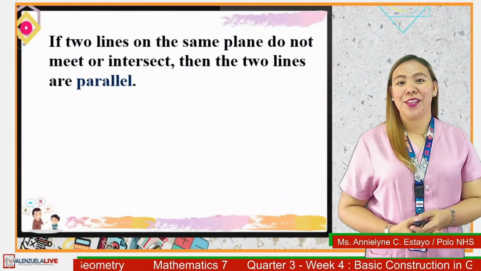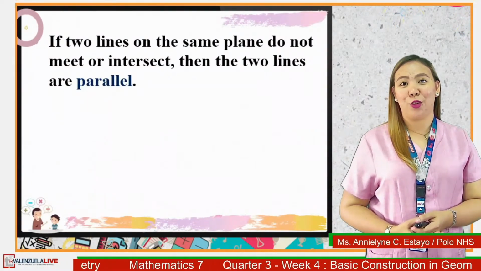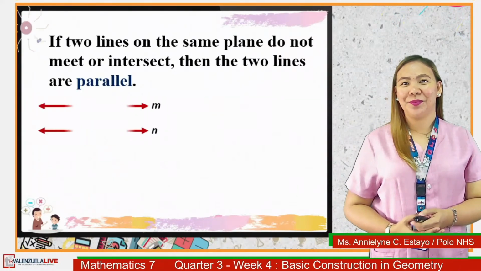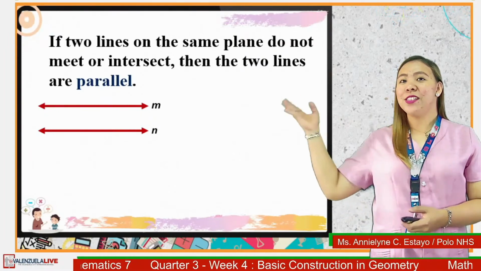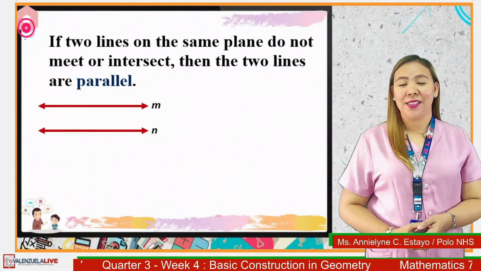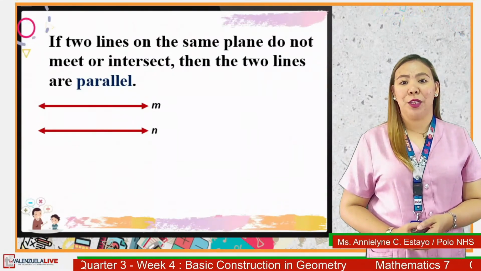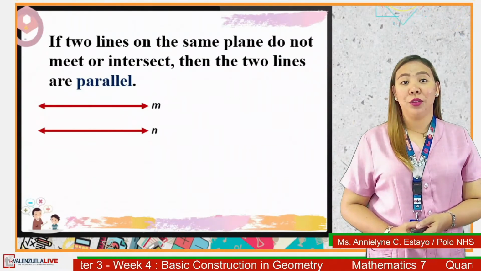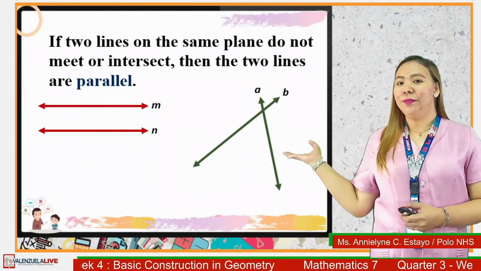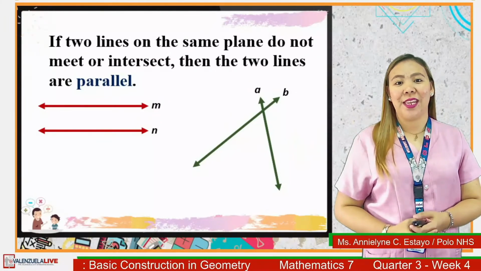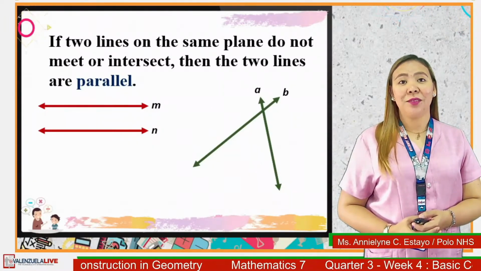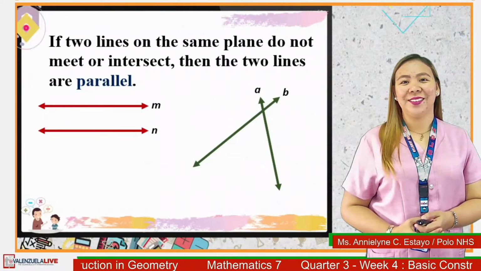If two lines on the same plane do not meet or intersect, then the two lines are parallel. The first illustration is an example of parallel lines since the two lines that belong in the same plane do not intersect. The second pair of lines obviously intersect each other. That is why they are not parallel lines.